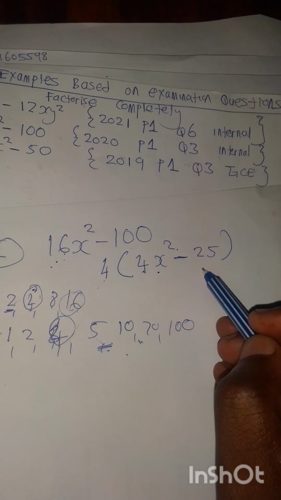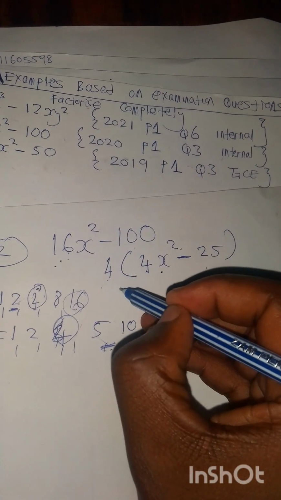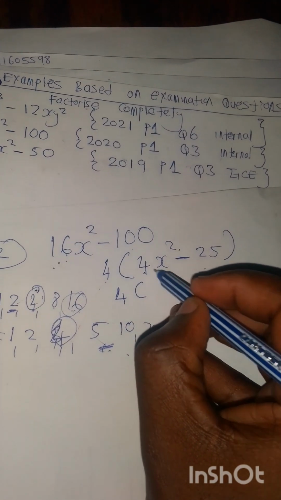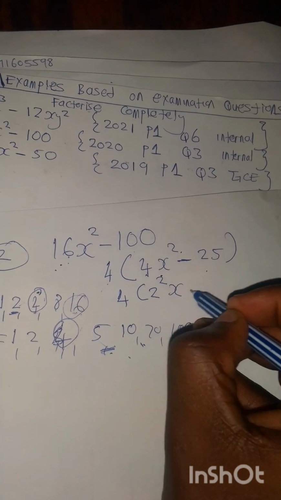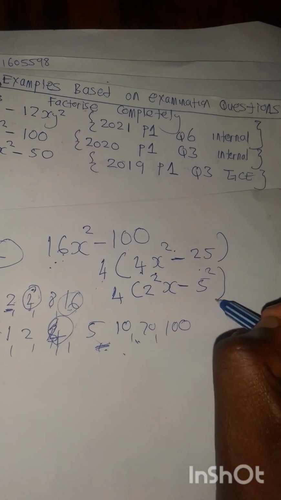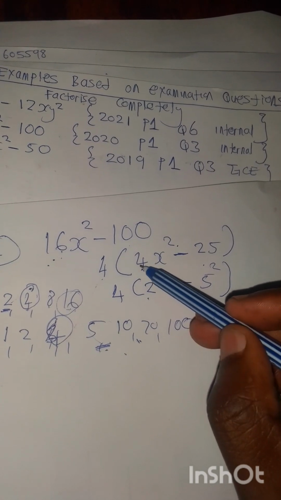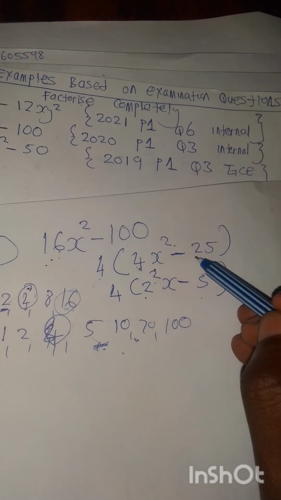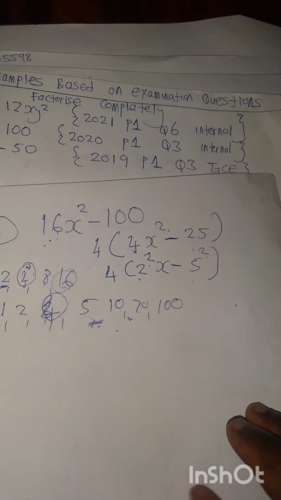And also 25 should be in the form of a power. So we are going to have a situation like 4, open the bracket, we write 4 in the form of a power, that's 2 to the power of 2, then x minus 5 to the power of 2. So this 2 to the power of 2 will give us 4. Then this 5 to the power of 2 will give us 25. Thereafter now we can use the difference of two squares.